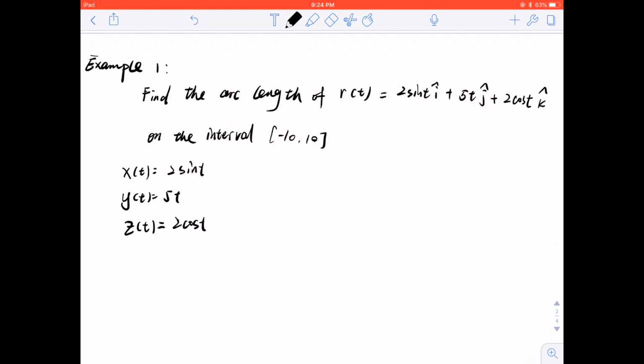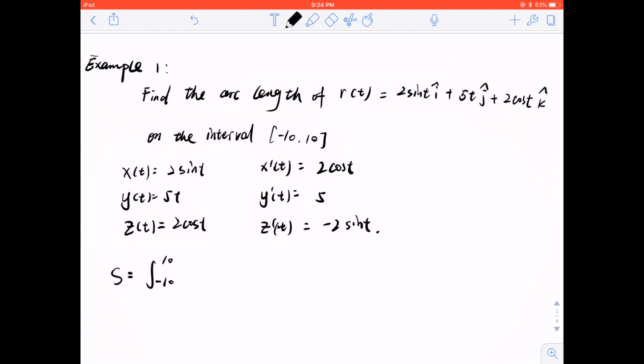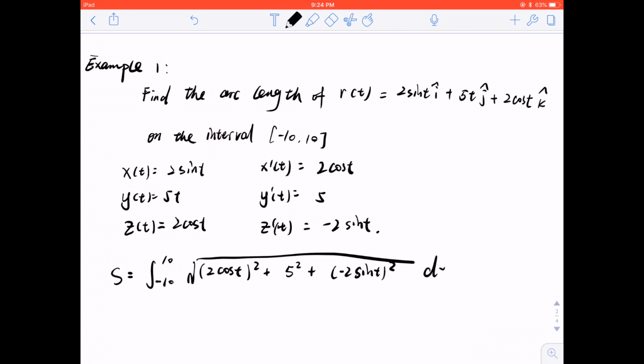And in order to find the arc length, we have to get their derivatives. The derivative of x(t) is 2 cosine t. The derivative of y(t) is just 5. And the derivative of z(t) is -2 sine t. And then we can plug into the formula. Arc length s equals the integral from -10 to 10, and the function we're integrating is the square root of (2 cosine t) squared plus 5 squared plus (-2 sine t) squared, dt.